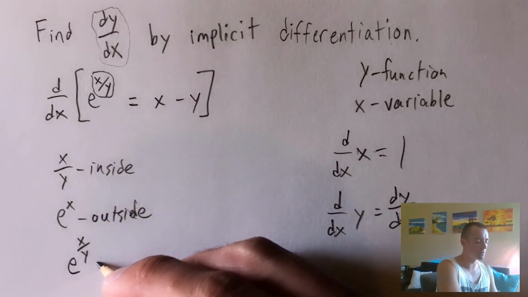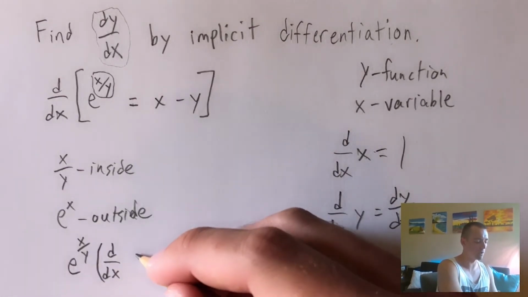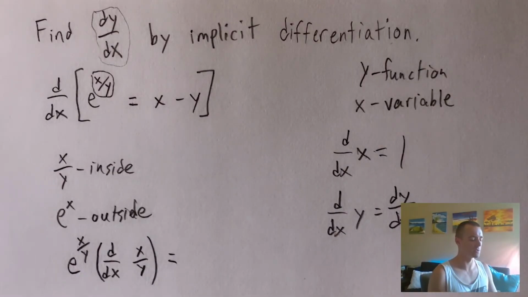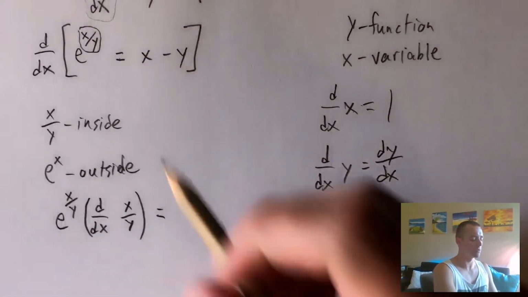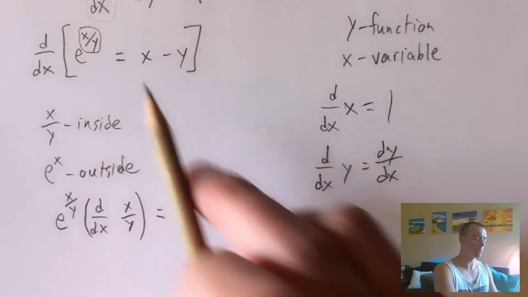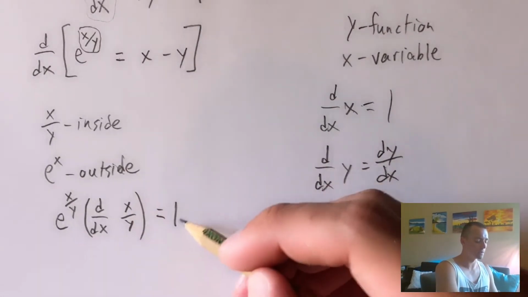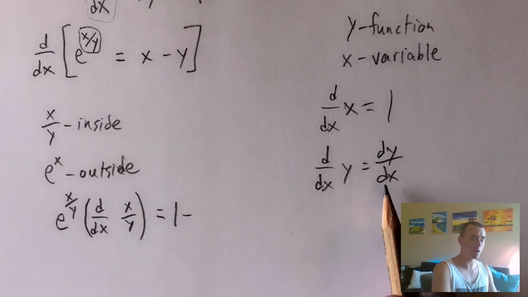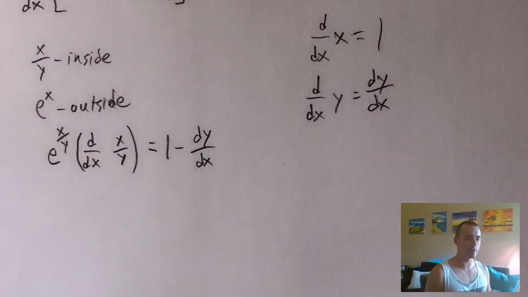And then what we have to do is multiply this by the derivative of our inside function. So then we have to multiply that by the derivative of x over y, which we'll get to in just a second. And then what we need to also do is take the derivative of the right side of our equation. So we would just need to find the derivative of x. Well, we figured out already the derivative of x is just 1. And then we need to subtract the derivative of y, which again, we already figured out, is just dy dx. Okay, so now we just have this other piece here to find the derivative of. We need to find the derivative of x over y.